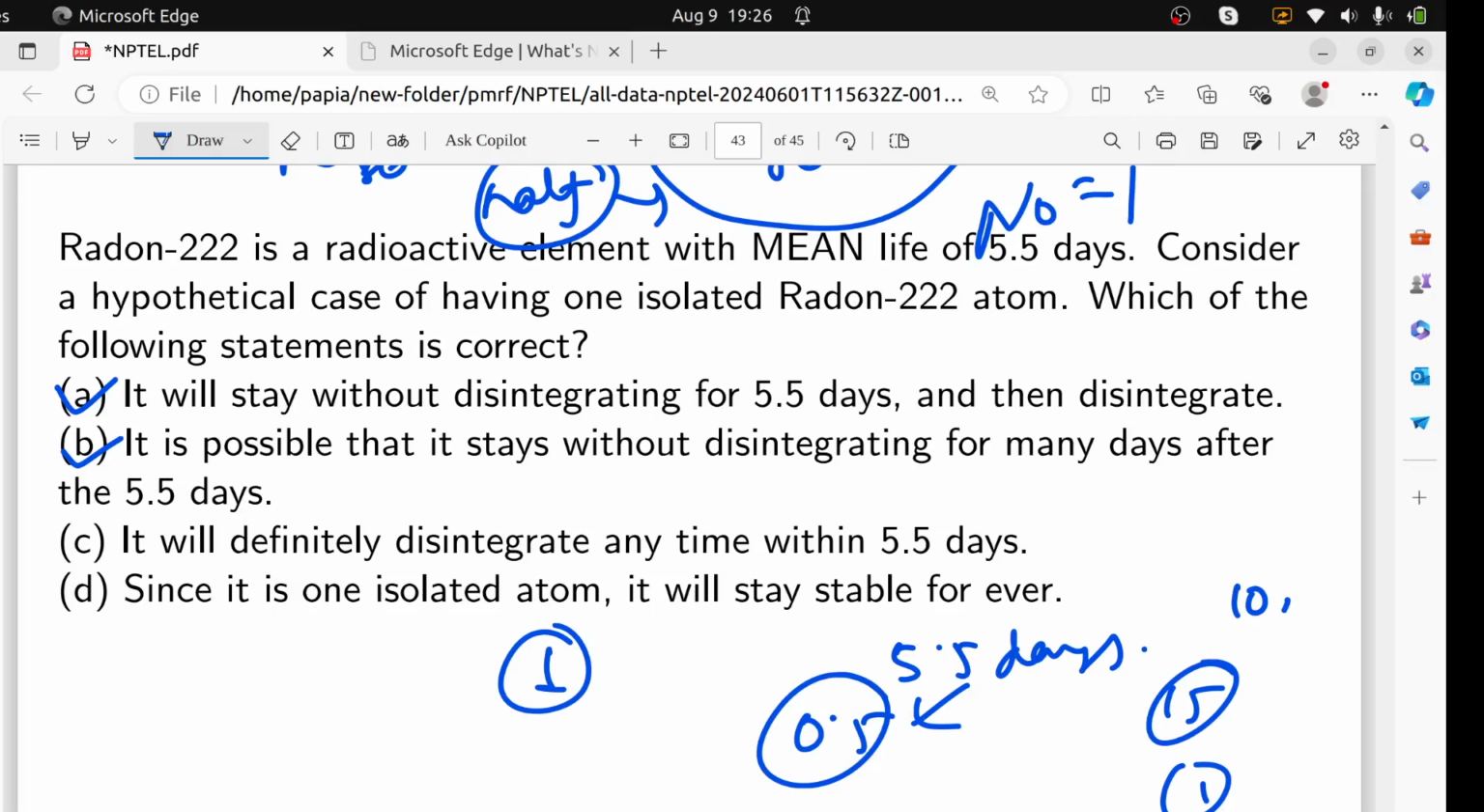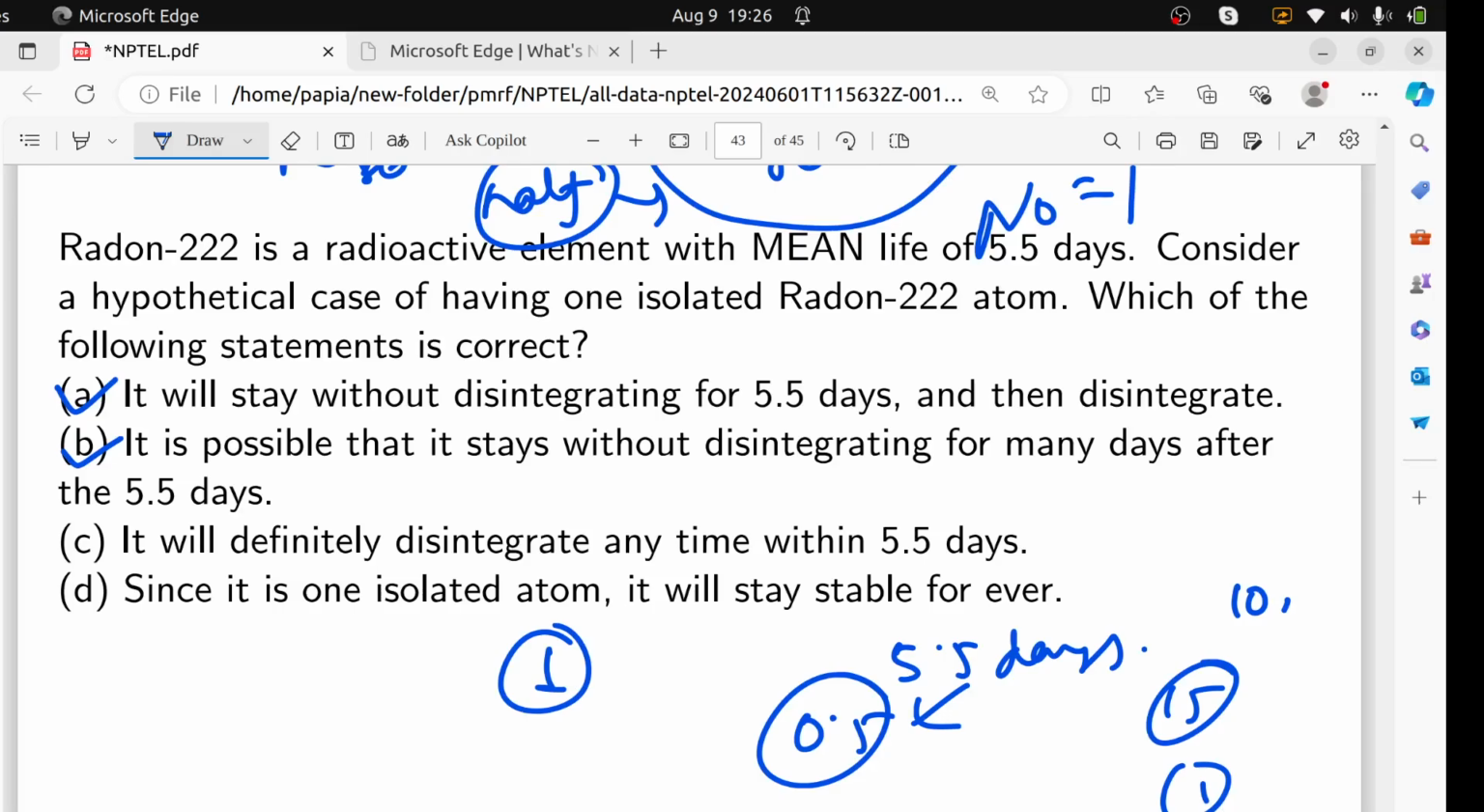It will definitely disintegrate at any time within 5.5 days. That is also not correct for mean life also. It's totally a probabilistic thing. That's what we are right now focusing on. Mean life and half-life, whatever is there, that will be totally a probabilistic case. And for a probabilistic case, we don't know at which time it will disintegrate and which portion it will disintegrate.